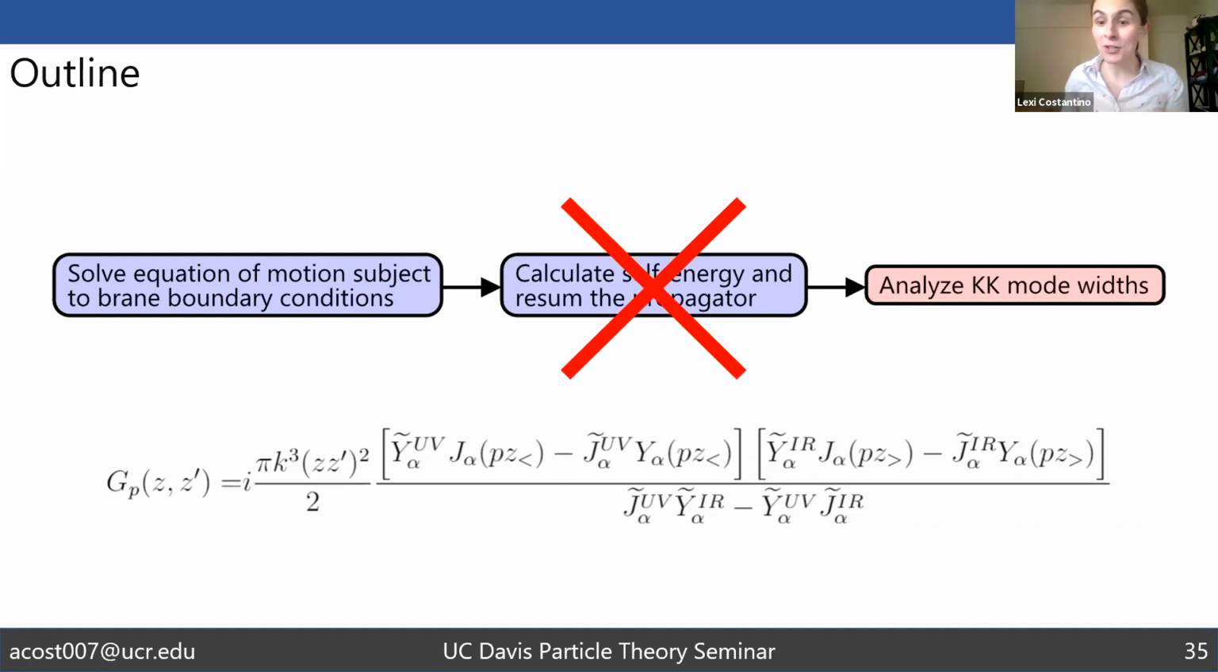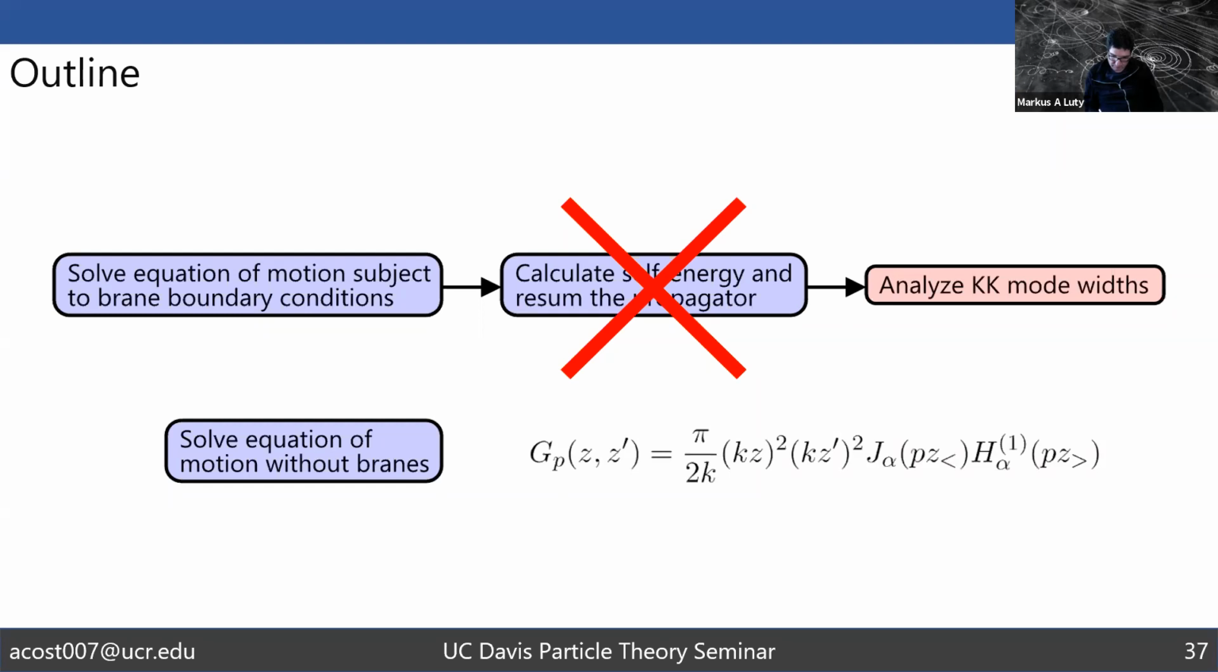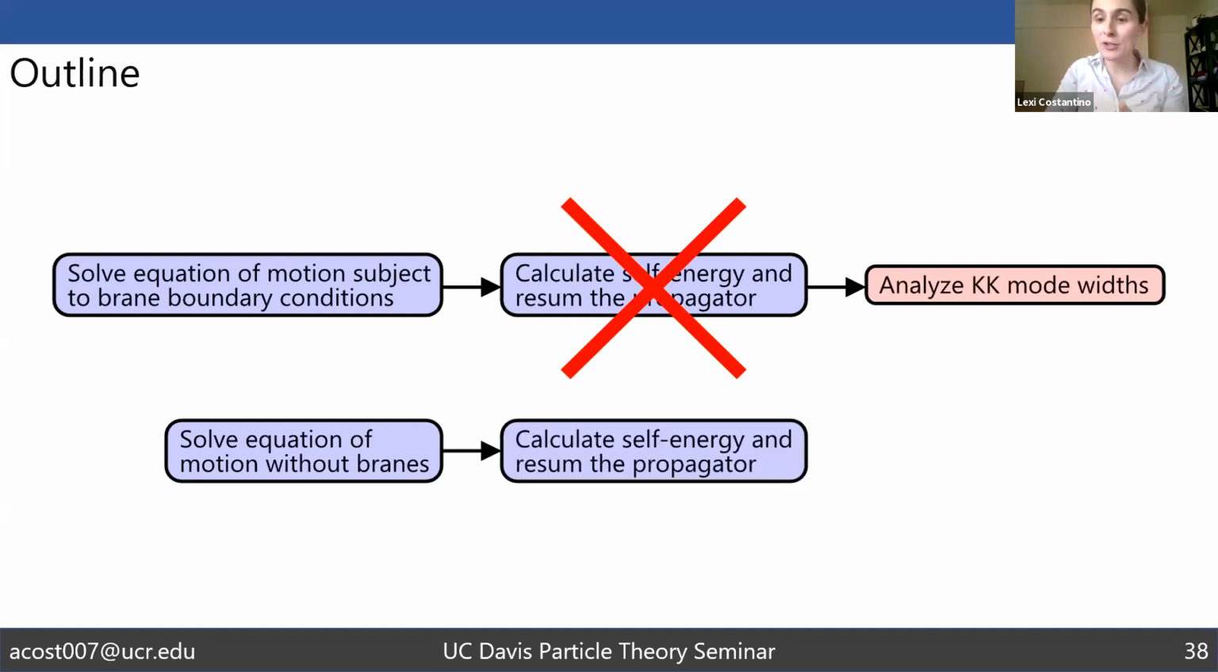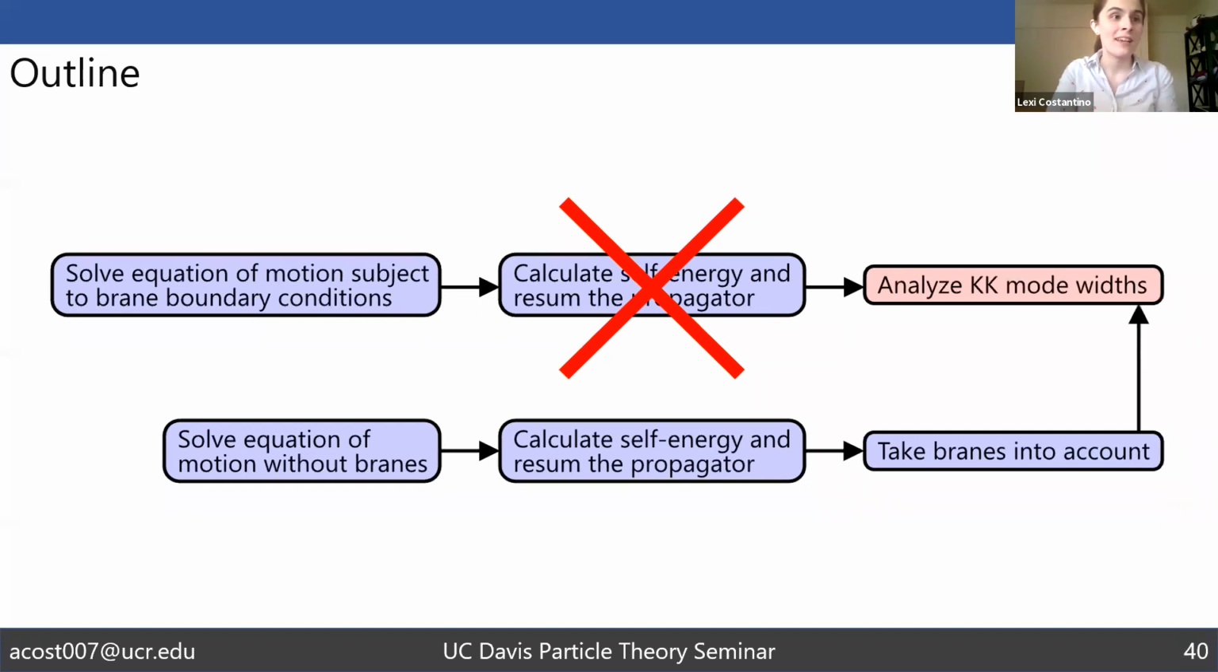So I will propose an alternative path. Instead, we solve the equation of motion without branes. This gives us the propagator that is not subject to the brane boundary conditions, but it can instead go to 0 and infinity. From there, we calculate the self-energy and resum this propagator. This is a lot easier because there's only 2 Bessel functions as opposed to endless products of them. And then I would like to tell you about this neat way that Sylvain, my collaborator, and I have found to then take the branes into account after the fact. This is unpublished work, just new and exciting stuff that I'm really happy to tell you about. And then this will allow us to analyze the KK mode widths and determine if the continuum that we saw earlier is actually a real thing.